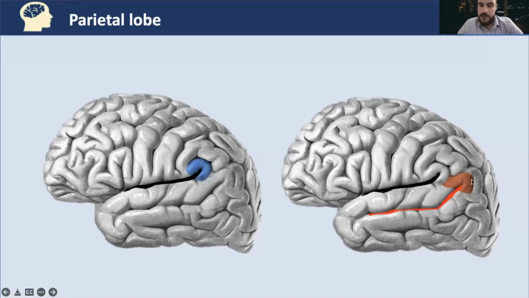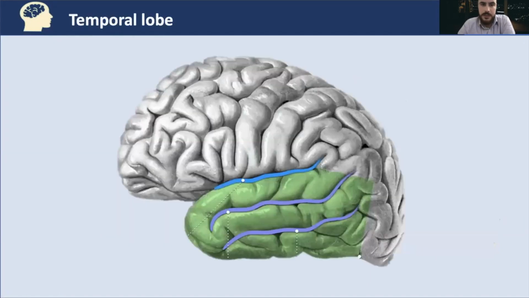While the angular gyrus is located at the posterior end of the superior temporal sulcus. So this is the temporal lobe. The red one is the superior temporal sulcus. This is the inferior temporal sulcus. At the end of the superior temporal sulcus, we have the angular gyrus, also related to the parietal lobe. So the supramarginal and the angular gyrus.